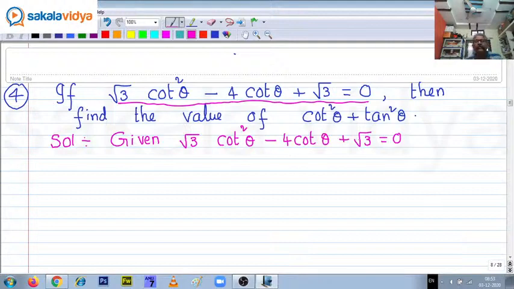Okay, so now first you need to factorize it. Root 3 into root 3, 3. This 3 is a prime factor, 3 into 1, but you have negative 4. So minus 3 minus 1, write down. Minus 3 into minus 1, 3. So that means this minus 4 cot theta can be written as minus 3 cot theta and minus cot theta. Just split the middle term and find the factors.